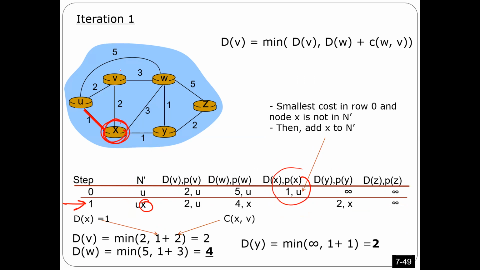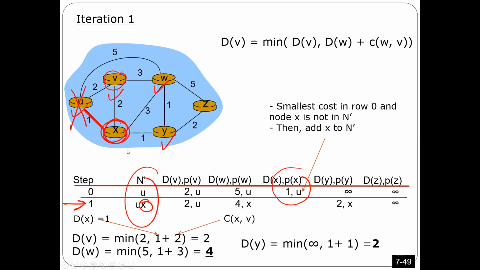X has V as a neighbor, W as a neighbor, Y as a neighbor, and U as a neighbor. But I'm not going to check U, because U is already in the list here. So number one, you have to select the node that has the least cost and that is not in the list here, since the nodes in the list are ones I have already investigated. Is that okay? So I'm going to check the neighbors of X that are not here. I'm not going to investigate U, but I'm going to check V, W, and Y, because these are the neighbors of X.